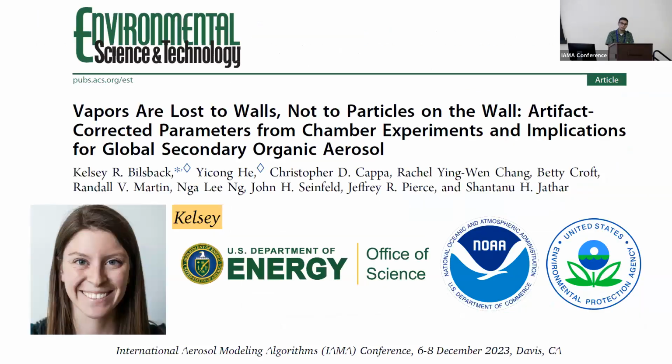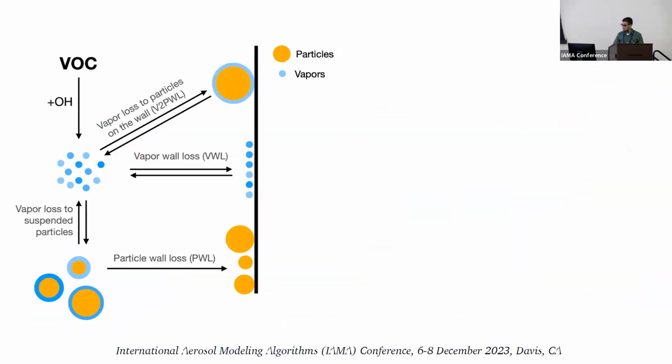Okay, final study. So this was done by Kelsey Biltzbach, where we looked at chamber artifacts or wall artifacts. Okay, so we've all known that the way to produce SOA is to take a VOC and hit it with an oxidant. You form some condensable vapors, which will then condense onto some pre-existing aerosol. But the problem is the walls will start to interact with this fundamental process. Some of the particles will get lost to the walls. Some of the condensable vapors will get absorbed into the walls of the chamber. But some of the vapors could also be lost to the particles on the wall, right?